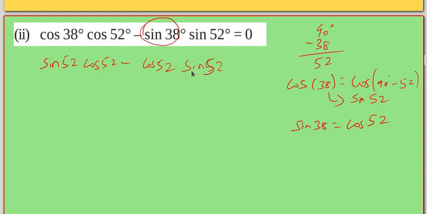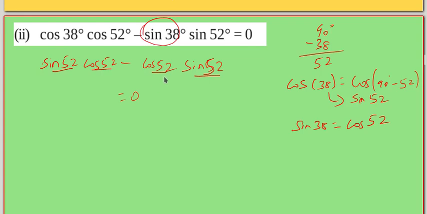So what will happen? Sin 52, sin 52 are the same, and cos 52, cos 52 are the same. So both are exactly equal now. So it is like 1 minus 1 equals 0, 5 minus 5 equals 0. The same functions are equal, which means we can say the value is 0.